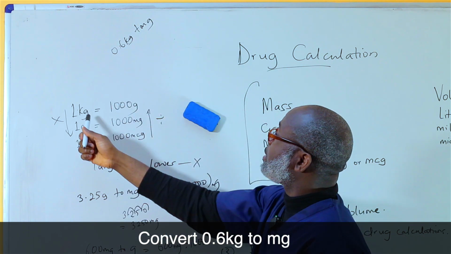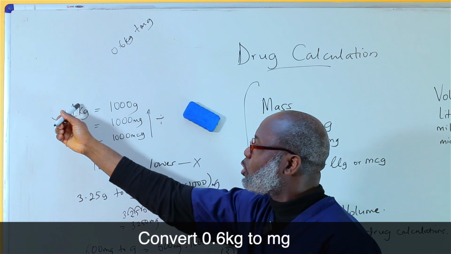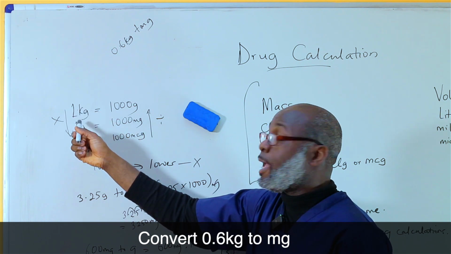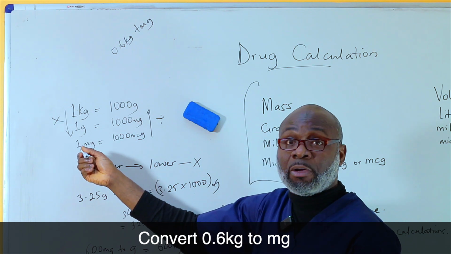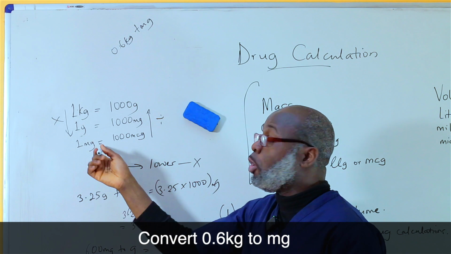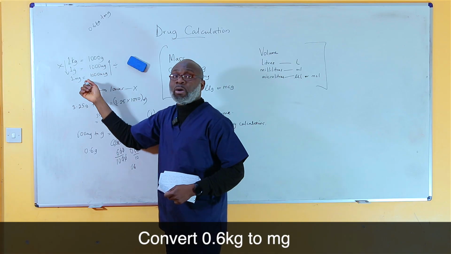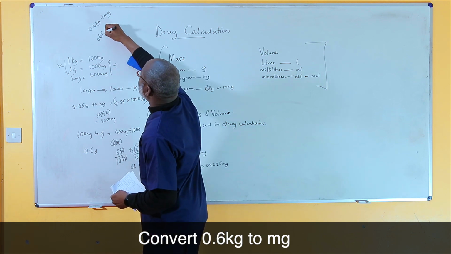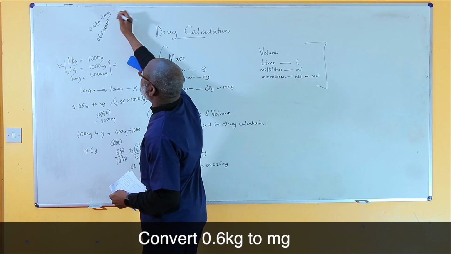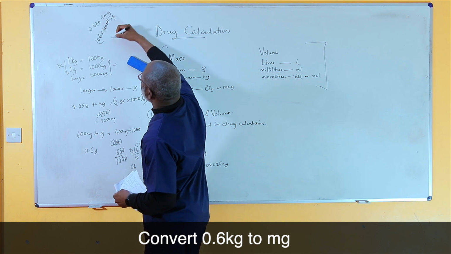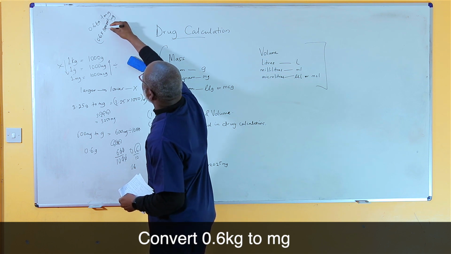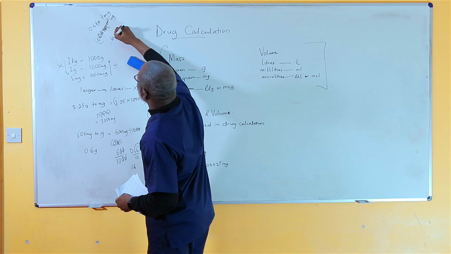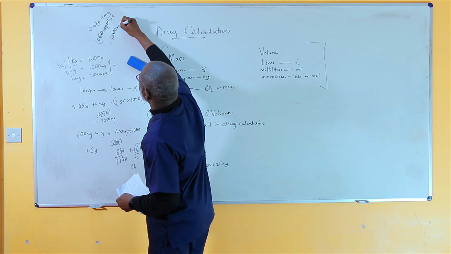For you to convert 0.6 kilogram to milligram, you have to first convert to gram, then from gram to milligram. Converting from kilogram to gram, you multiply by 1,000, and from gram to milligram, you multiply by another 1,000. So you have to really know your basic units of mass. 0.6 kilogram to milligram will be 0.6 times 1,000,000, which is 600,000 milligram.